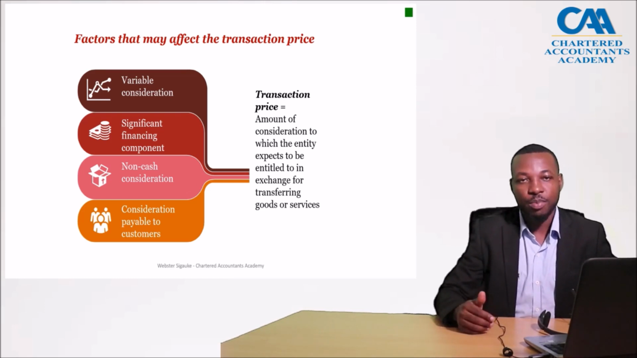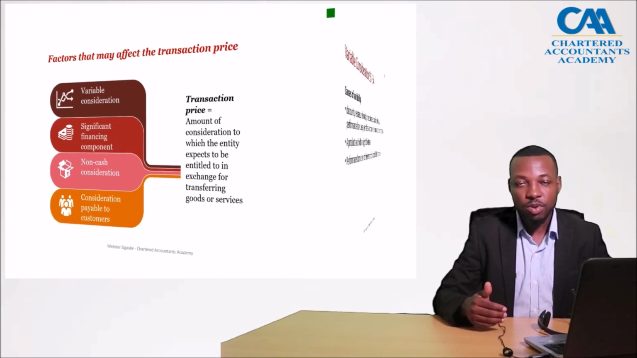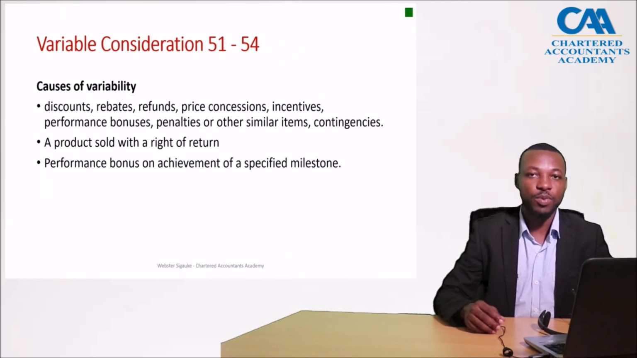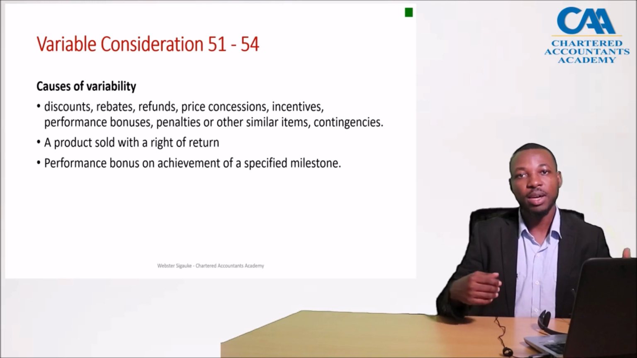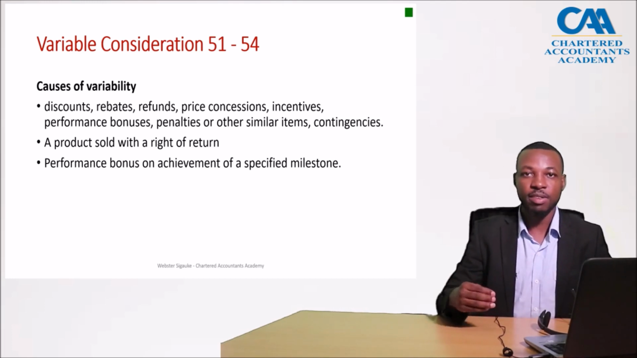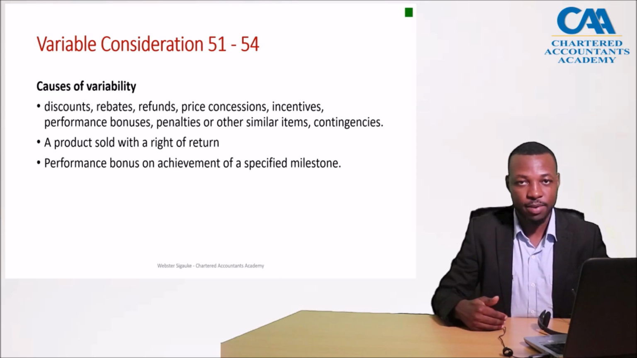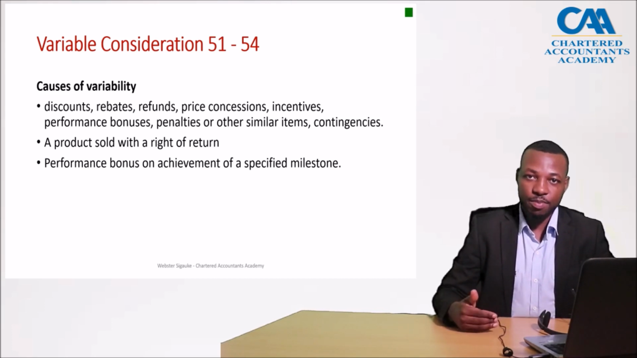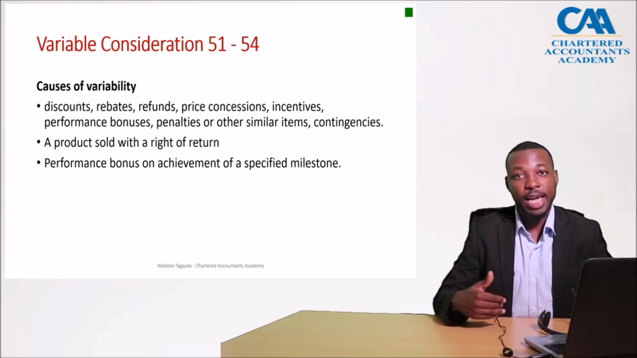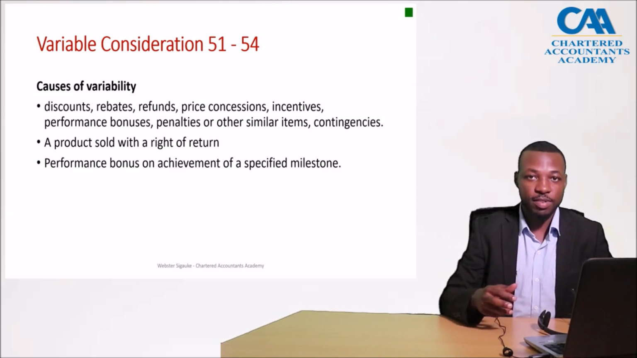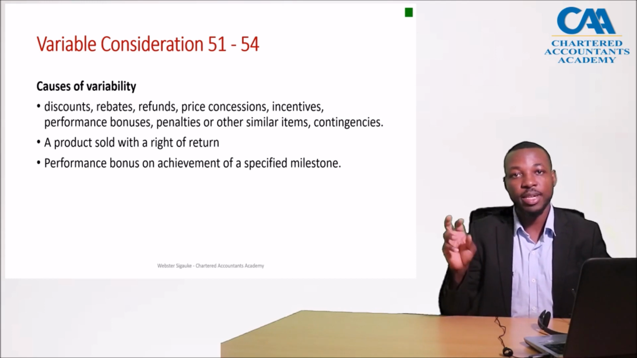So let's start with variable consideration. Your variable consideration is covered in paragraphs 51 to 54 of your IFRS 15. Let's start by looking at what can cause the transaction price to vary. Some of the things which cause your transaction price to vary are discounts, for example. We talked about a cash discount in the example that I gave earlier on. So when a discount has been given, which can be a cash discount or an early settlement discount, it means the amount which is now expected to be received is no longer the one which is on the sticker price.